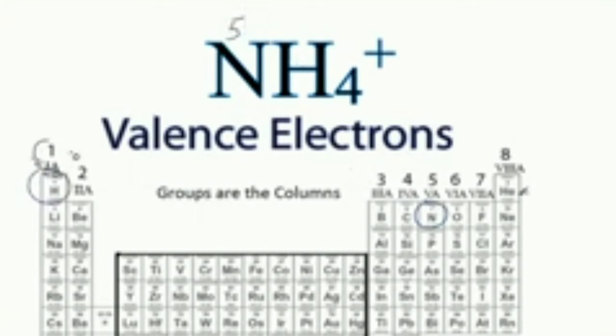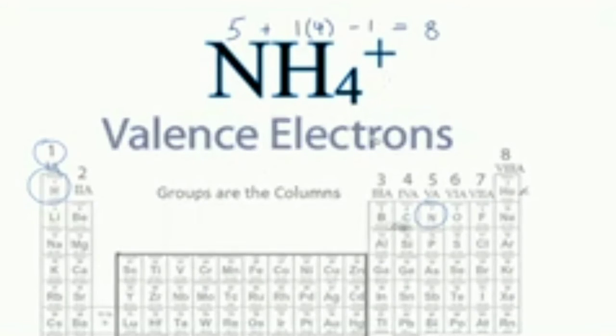We have 1 times 4 hydrogens. And before, with the negative sign, we added 1 valence electron; here we're going to subtract 1. This positive means it's lost an electron. So 5 plus 4 is 9, minus 1, so we have 8 valence electrons for this NH4 plus polyatomic ion. Now let's write the Lewis structure.